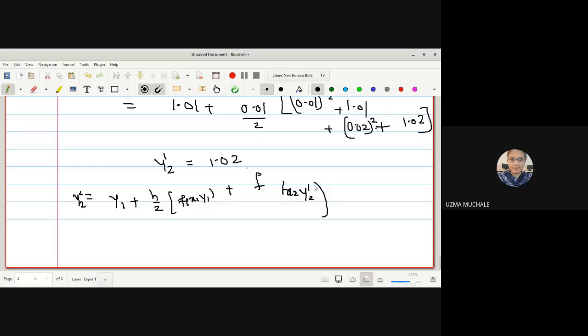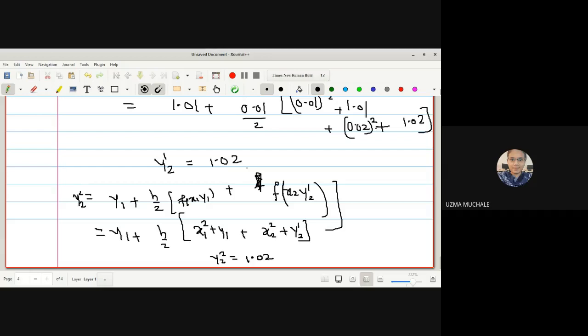All values you are knowing, what is y1, what is the function. Just put in these values and find out the answer. This is x1 square plus y1, here also x2 square plus y2'. y2'' we are getting again, it is 1.02. So we can now prepare the table for values of x and y. Here are the values of x and y.